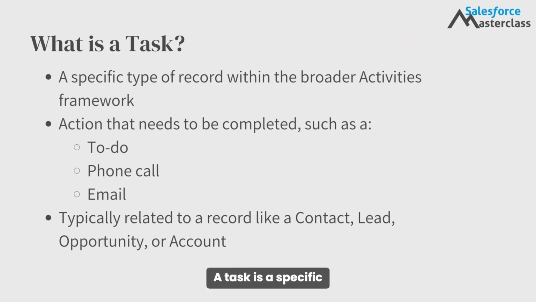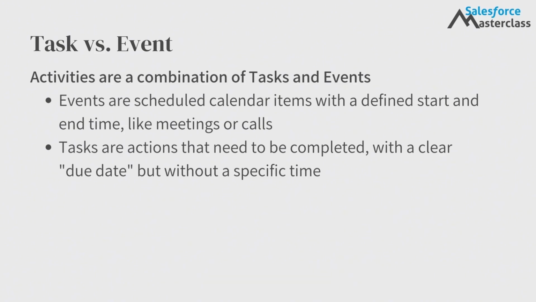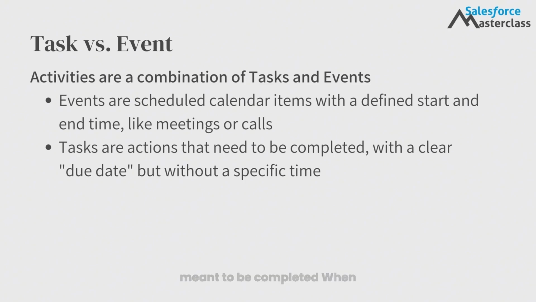A task is a specific type of record within the broader activities framework. A task is an action that needs to be completed, such as a to-do item, a phone call, or an email, typically associated to another record like a contact or an opportunity. Also within the activities framework are events, which have a defined start and end time and show up on the calendar. We'll cover events in a separate lesson. Tasks, comparatively, do not have a start or end time. They have a due date and a status and are meant to be completed.